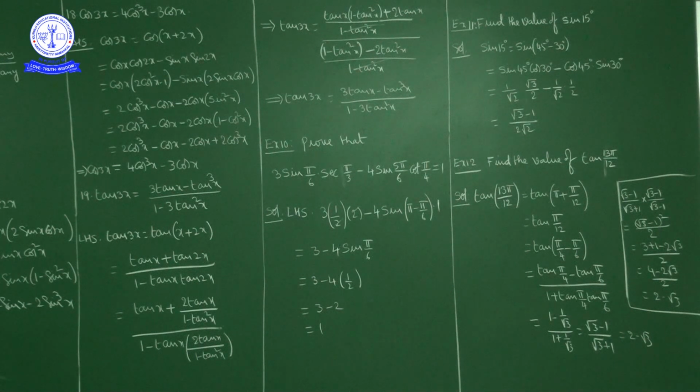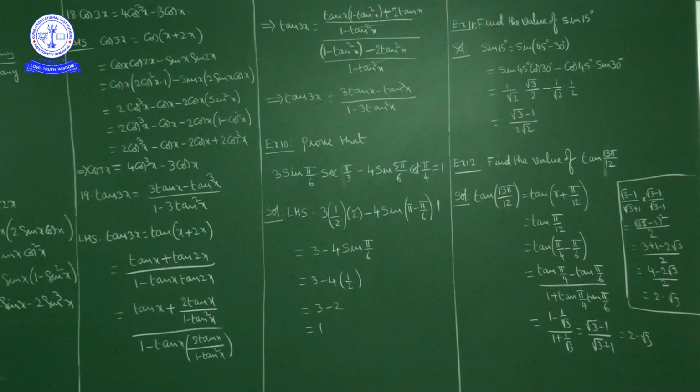Earlier we discussed sin of pi minus theta, pi plus theta, 2 pi minus theta, 2 pi plus theta. For multiples of pi we get the same trigonometric ratio. For odd multiples of pi by 2, such as sin pi by 2 minus theta, sin pi by 2 plus theta, cos pi by 2 minus theta, cos pi by 2 plus theta, or sin 3 pi by 2 minus theta, sin 3 pi by 2 plus theta, we get alternate trigonometric ratios.